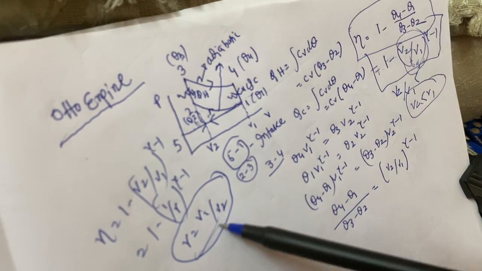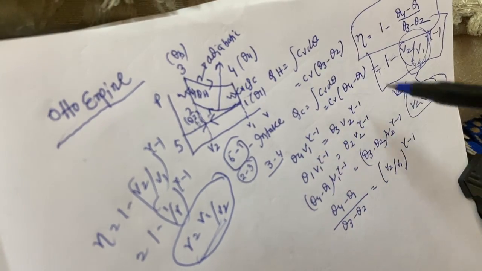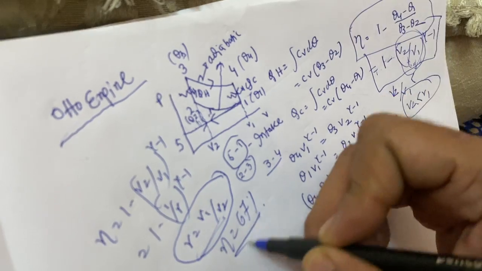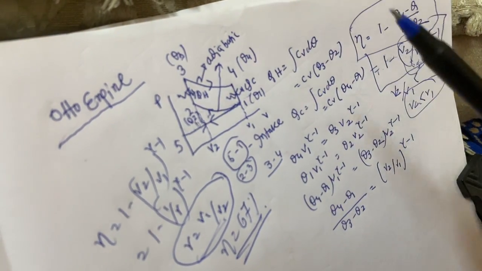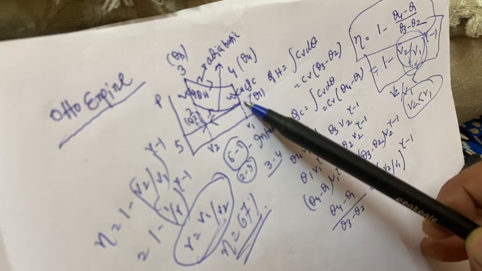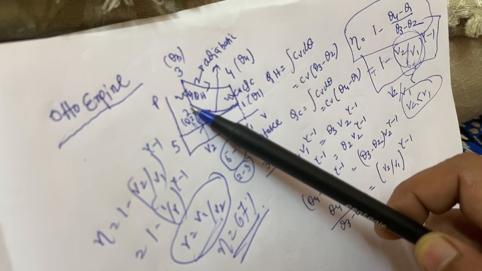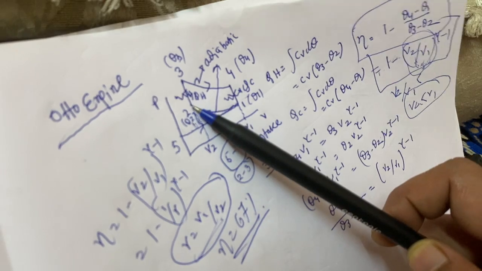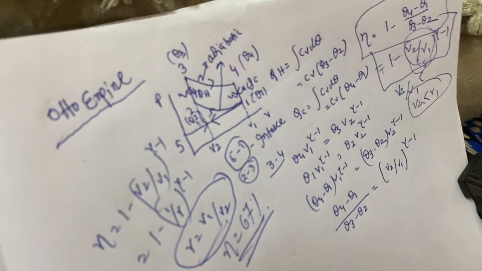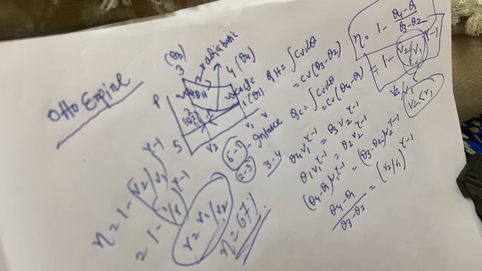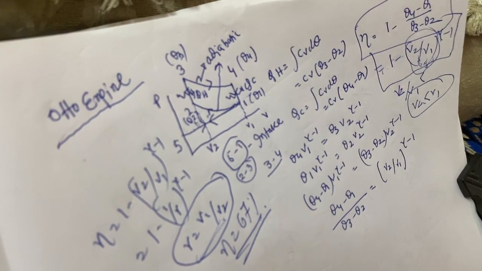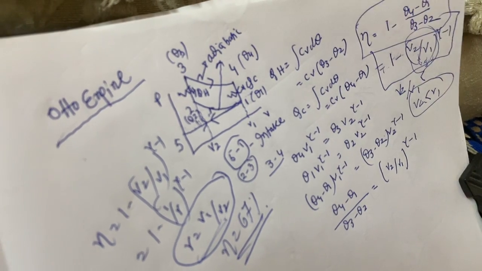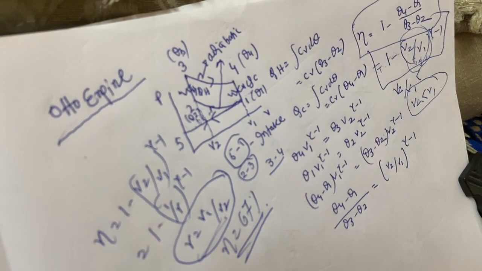The efficiency of the gasoline engine, here, is almost 67%. Actually in this process, we increase the temperature theta 2, then theta 3, theta 4, and again come to theta 1. So this is all about Otto engine.